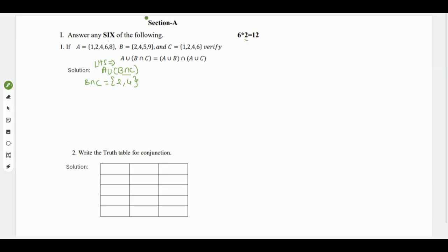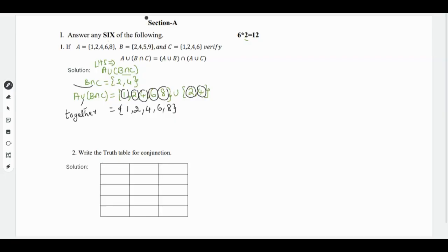Then we need to find A union (B intersection C). A is 1, 2, 4, 6 and 8, union {2, 4}. Union is writing all the elements together. If an element is repeated, you write it only one time. So 1, then 2 is repeated, so I'll write it only one time. Then 4 is also repeated, I'll write it one time. Then 6 and then 8. So union means writing the elements together.